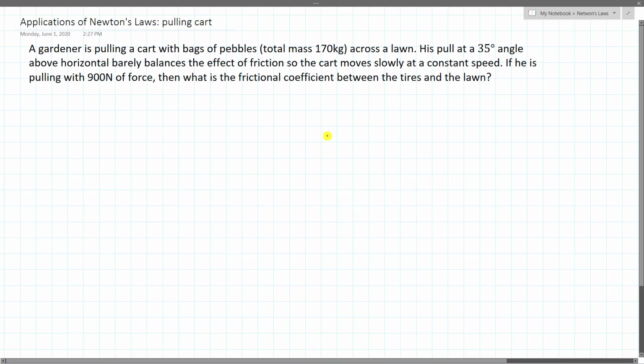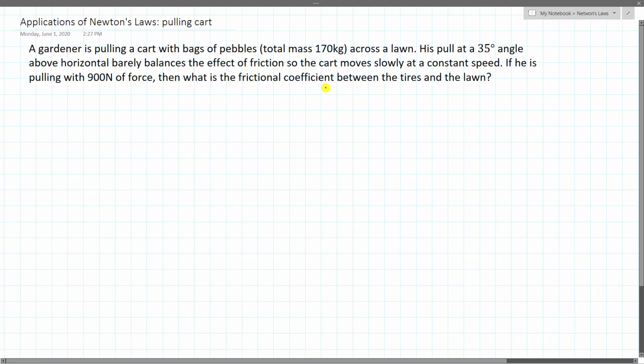In this video, I will show you how to do a Newton's laws problem with a gardener pulling a cart. A gardener is pulling a cart with bags of pebbles. Total mass is 170 kilograms across a lawn. His pull at a 35-degree angle above horizontal barely balances the effect of friction, so the cart moves slowly at a constant speed. If he is pulling with 900 newtons of force, then what is the frictional coefficient between the tires and the lawn?